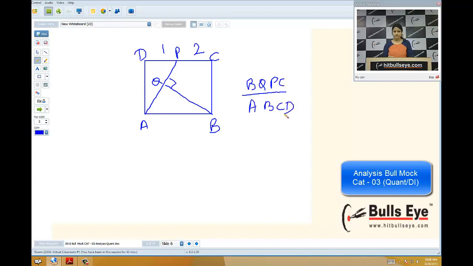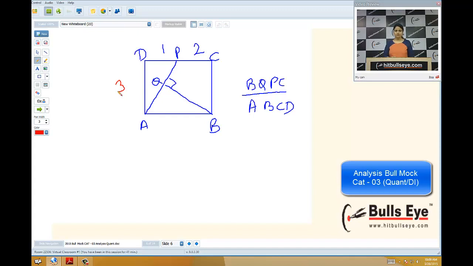Whenever a ratio or percentage is asked, I'll take the data as it is. I'm considering DC as 3. You can take anything, x, 2x, whatever, but it will give you the same answer because this is a question of ratio. So I'm considering the square length as 3, DP is 1, PC is 2, and we want to calculate the area of BQPC. That is the required thing in our expression.